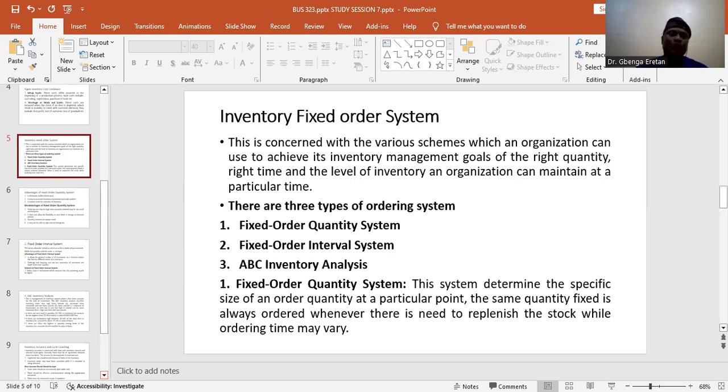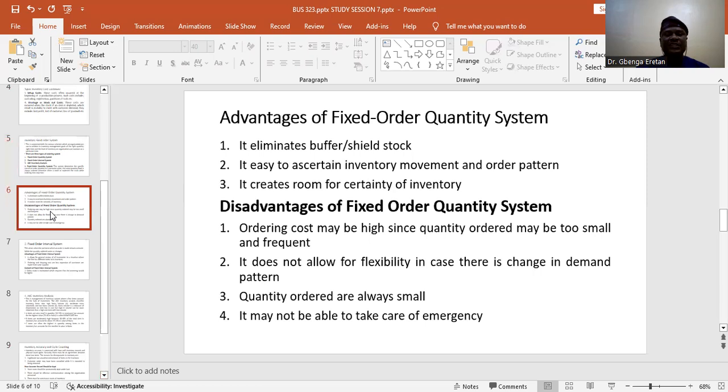Now we take the first one, fixed order quantity system. This is a system of ordering products where the quantity of product that is ordered remains constant, and the time at which the product is ordered varies. In other words, the organization is free to order at any point in time, but when they need to order, they must order a fixed quantity that has been agreed by that organization. So that is called a fixed order quantity system.